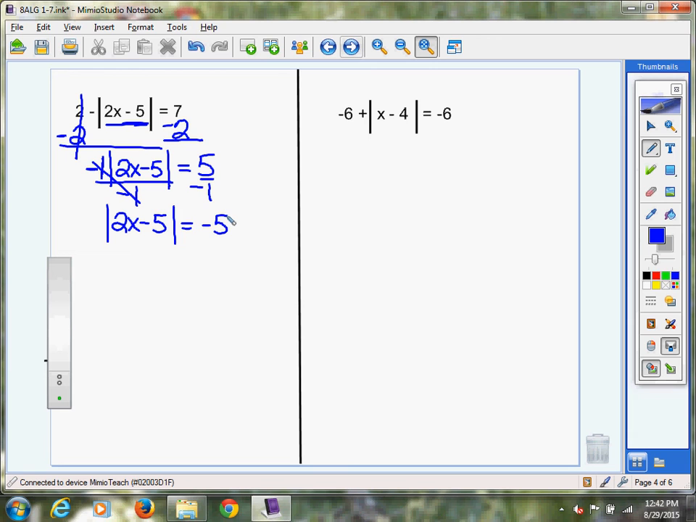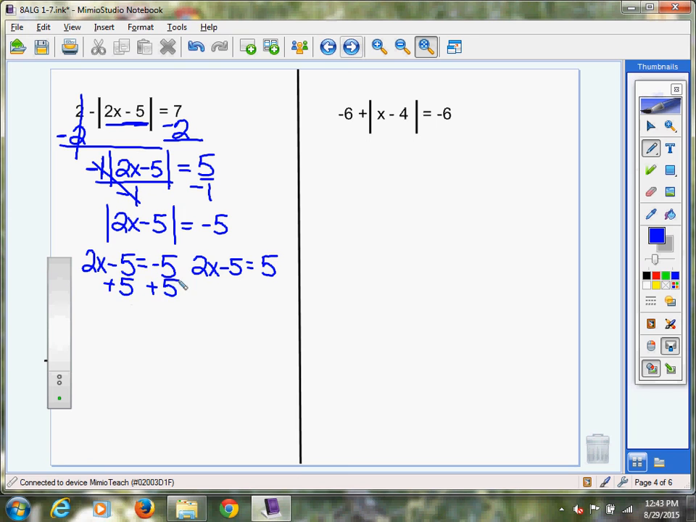So my shortcut people, do you recognize this situation? Because I hope you do. You cannot have an absolute value set equal to a negative number. So if you recognize that situation, you can write null set or no solution right now. If you don't recognize that, then you're going to continue writing your 2 equations: 2x minus 5 equals -5, and 2x minus 5 equals positive 5. And then you're going to solve for each one.